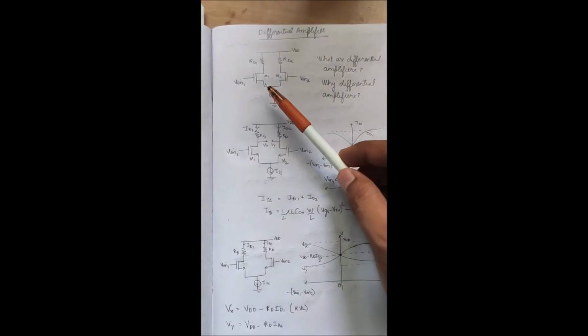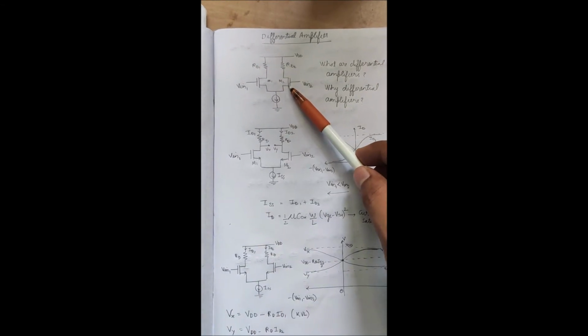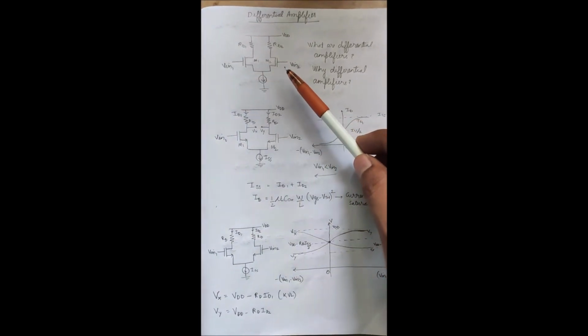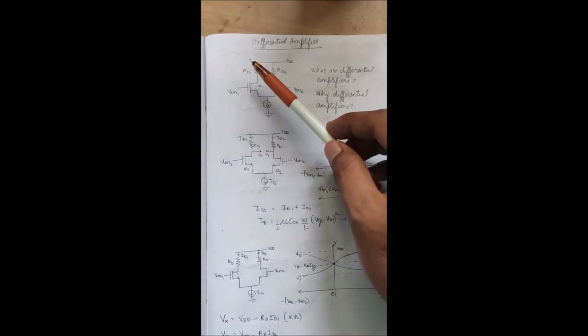And as you can see, this is how a differential amplifier looks. This is MOSFET 1, this is MOSFET 2. These are the two resistances and these are the two inputs. One input is VN1, the other input is VN2. So as I said, this is an amplifier which will amplify the difference between the two signals.